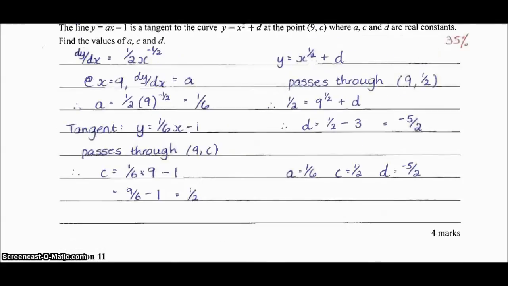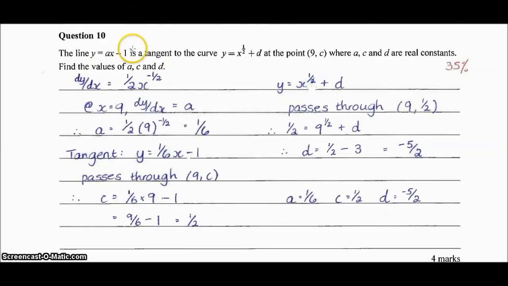Sorry, second last question. Alright, question 10. Just had to play around with some derivatives and some points here to get the answer. So if we're told that the line ax minus 1 is a tangent to this curve at the point (9, c), then that means that if we differentiate this, we get 1 on 2x to the negative half, and we know that at the point 9, the gradient would have to be a, because the tangent to that curve at that point is ax minus 1, and the gradient of that tangent is a.